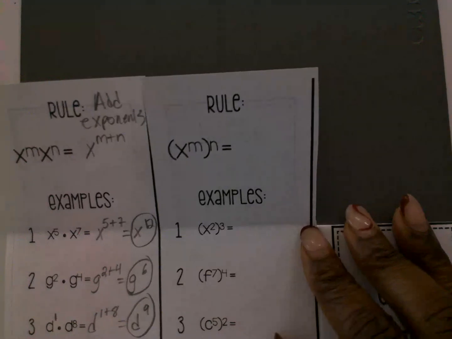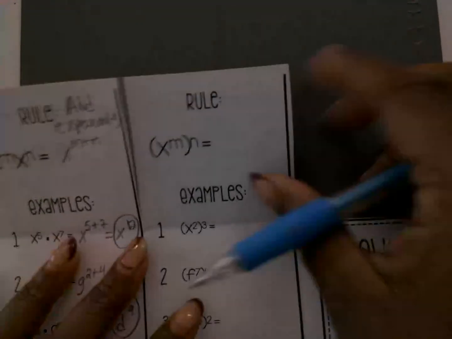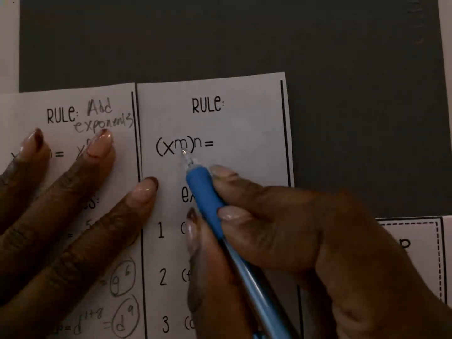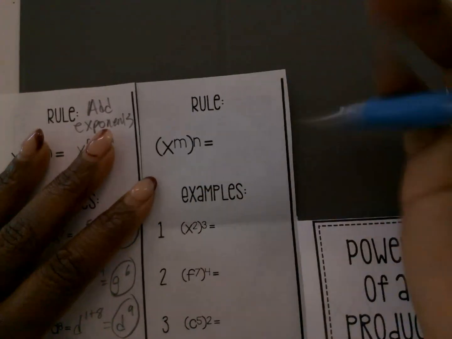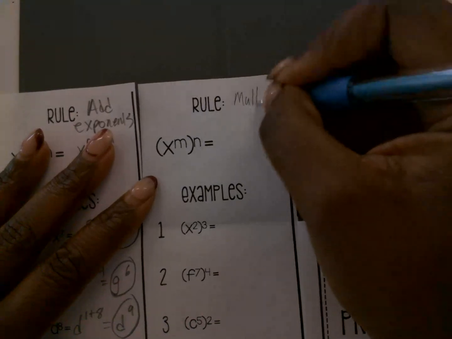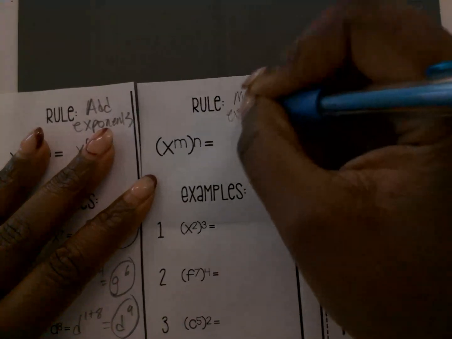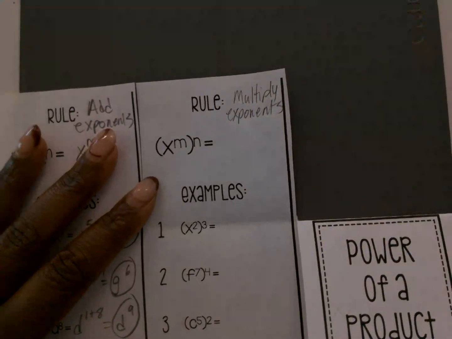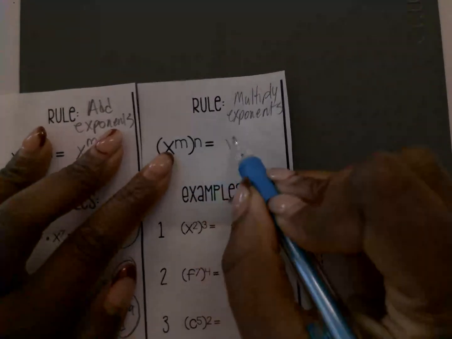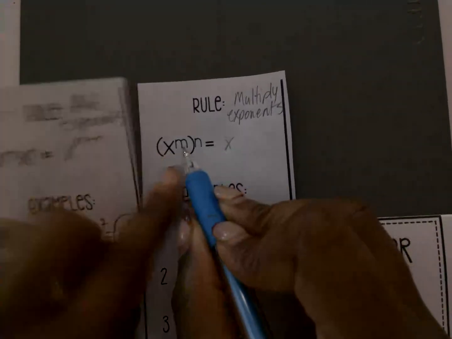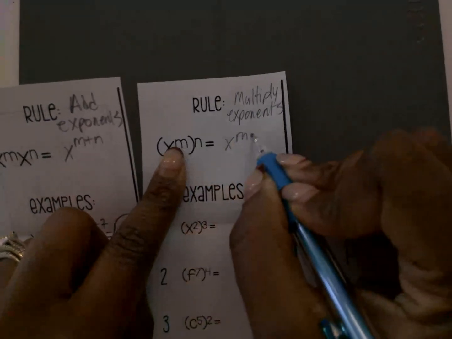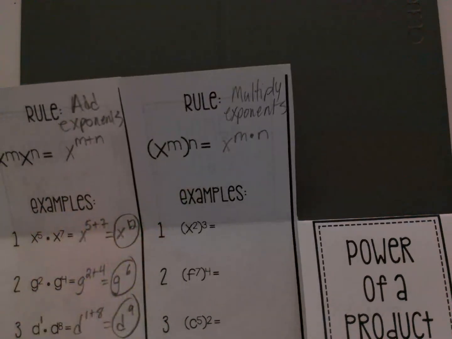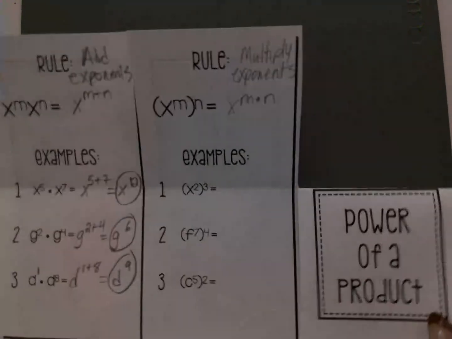Okay, back to the foldable. All right, when you have a power raised to another power, this was in the video, you have an exponent raised to another exponent, you multiply the exponents. So whatever the base is, write the base. Whatever the exponent is in the parentheses, you multiply it times the exponent that's on the outside of the parentheses. So you're going to multiply the exponents together.